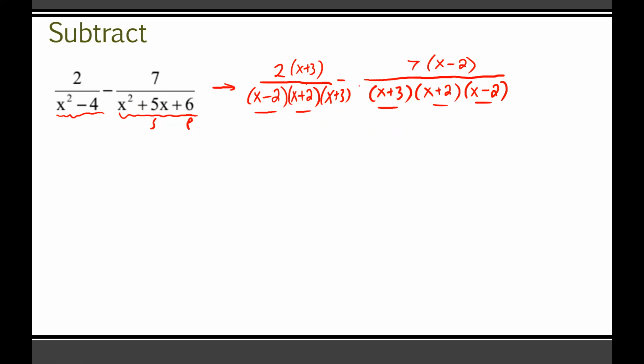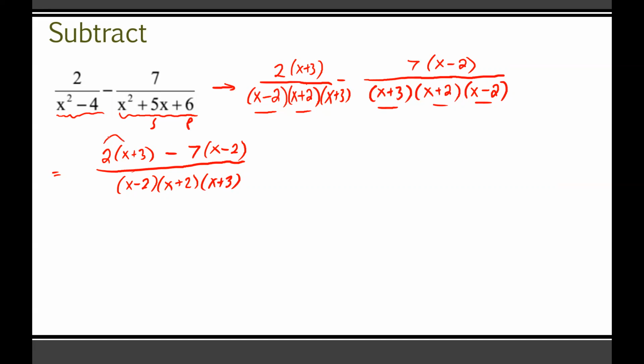So what I'm going to do is I'm going to write this as one single fraction first. So I'm going to say that this is 2(x plus 3) minus 7(x minus 2), all over the same common denominator of (x minus 2)(x plus 2)(x plus 3). So this is where we're going to have to start cleaning up the numerator here. I would advise double distributing each of these through. There we go.